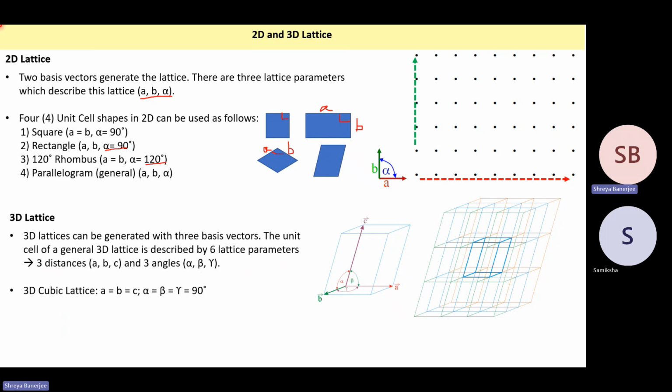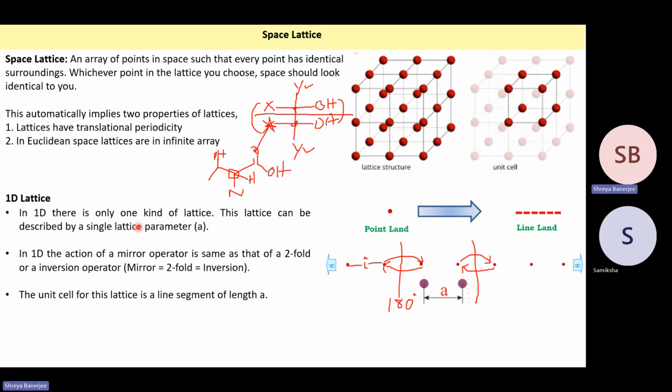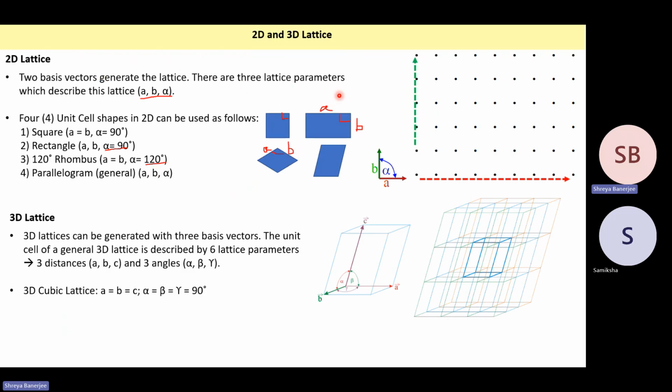So to summarize, in 1D lattice, you have only one lattice parameter, that is A, the distance between the points. In 2D lattice, there are 3 lattice parameters, the distance along x-axis, distance along y-axis, and the angle between them. And in 3D lattice, there are 6 lattice parameters, 3 distance and 3 angle parameters.